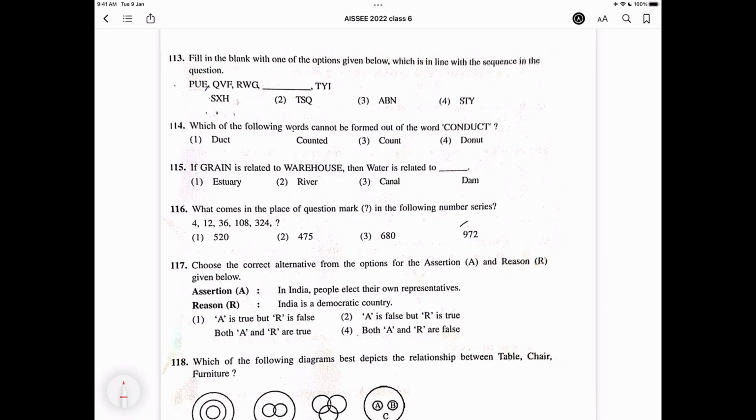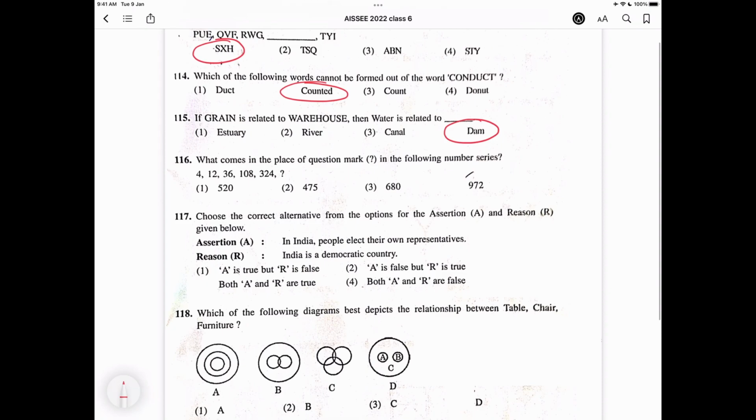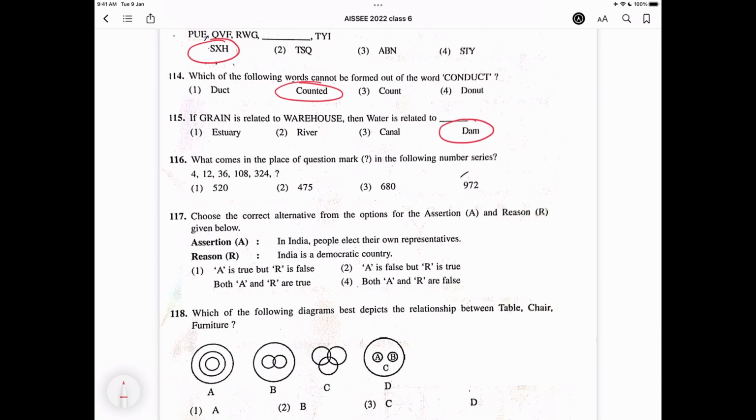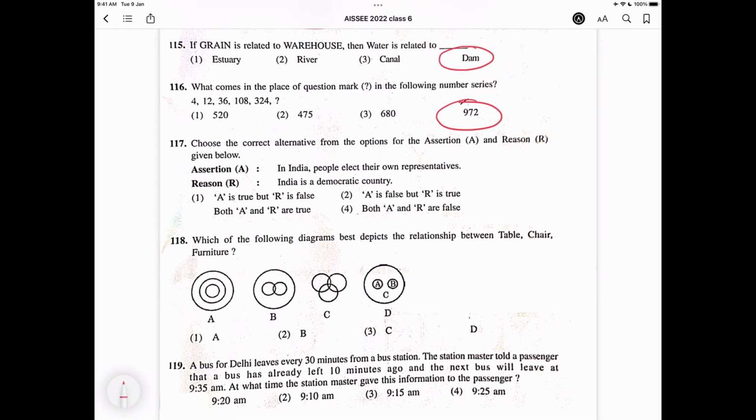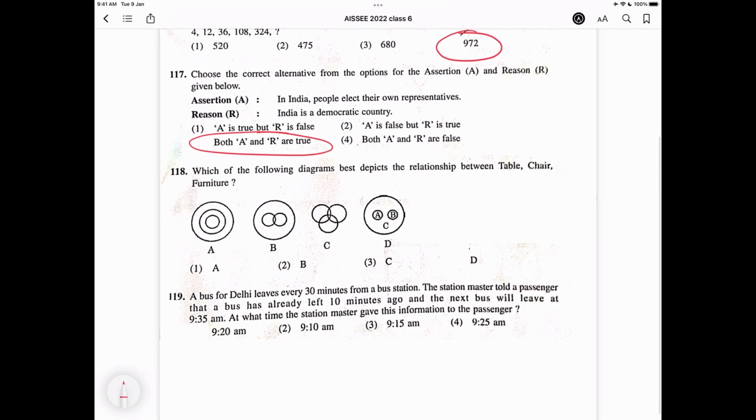For question number 113, first is correct answer. 114, second is the answer. 115, fourth is the correct answer. For question number 116, fourth is correct answer. Question number 117, third is correct answer. For question number 118, fourth is correct answer. For question number 119, third is correct answer.